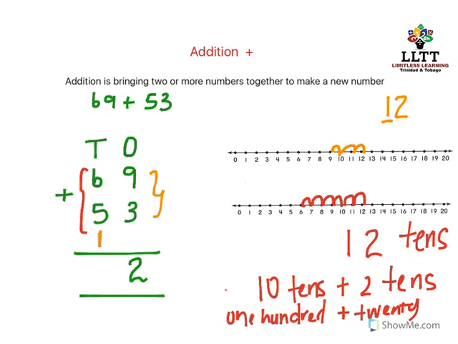Okay, so we can represent 100 as 100 and 20 as 20. And 100 plus 20 is 120.